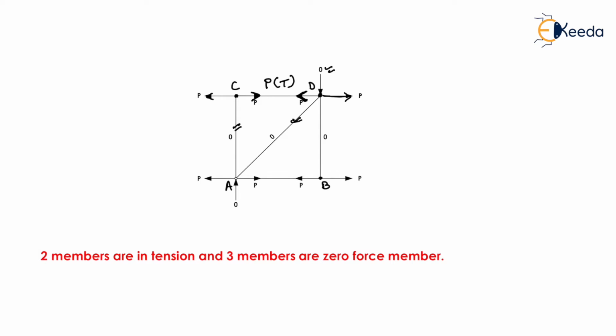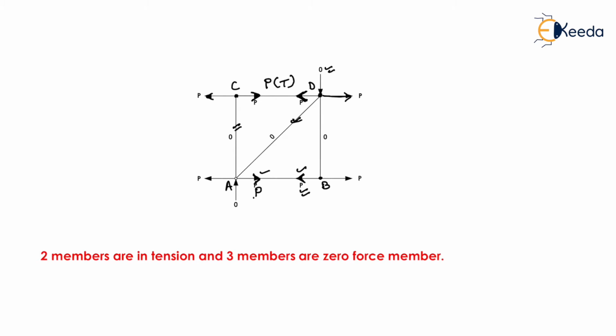If we take the equilibrium of joint B, there is a P force acting in the rightward direction, which tries to move joint B towards the right. So we need to create a leftward force of equal magnitude, P. Due to this P force, member BA will try to move in the leftward direction. To make member AB stable, we need to create a force in member AB of magnitude P. Due to these two forces, this member remains in equilibrium.